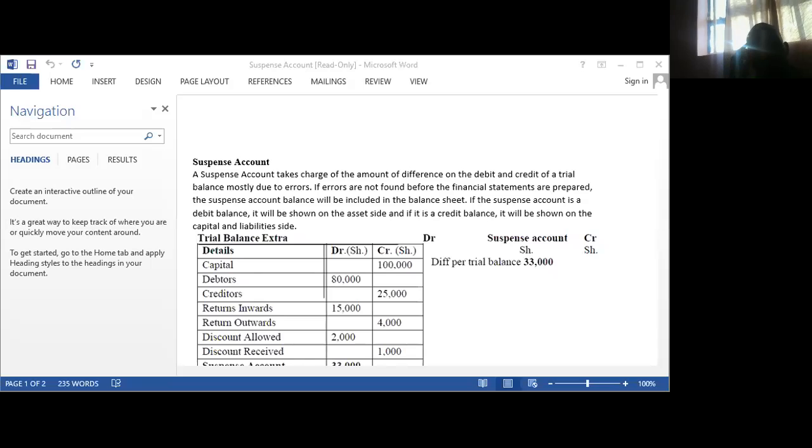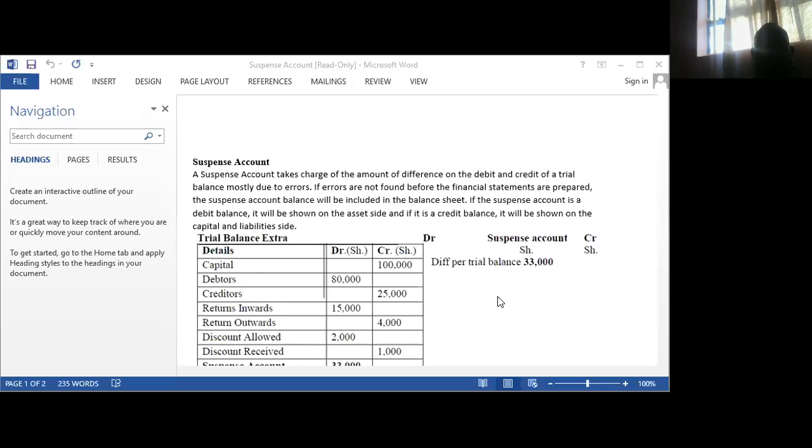Today's lesson, we are going to talk about the suspense account as the continuation of the topic on errors. So on today's lesson, I want you to understand first of all what is a suspense account.